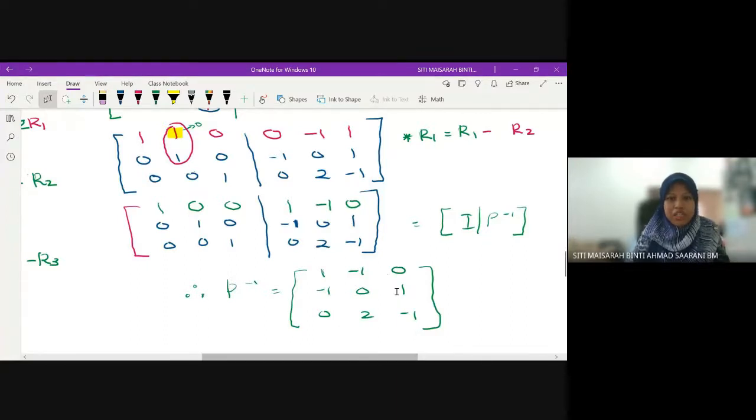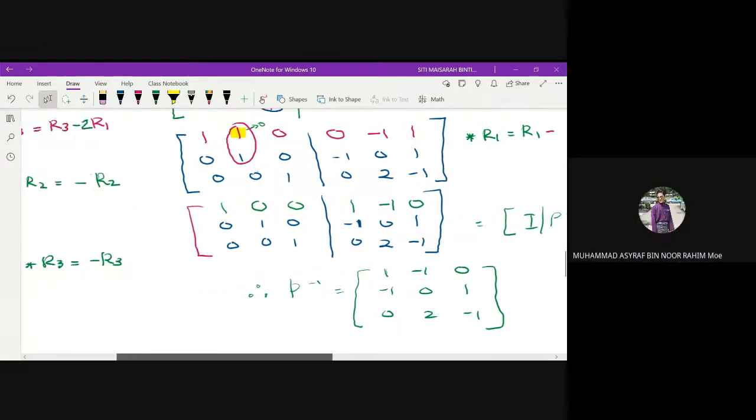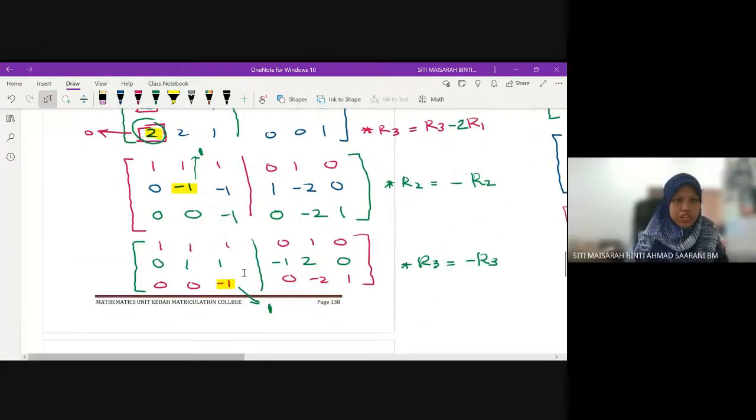Boleh? Boleh kita move kepada next example? Boleh Madam. Okay, next we continue with example 3.